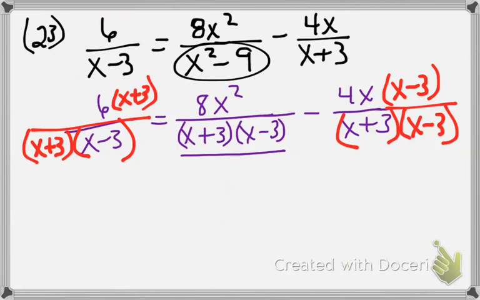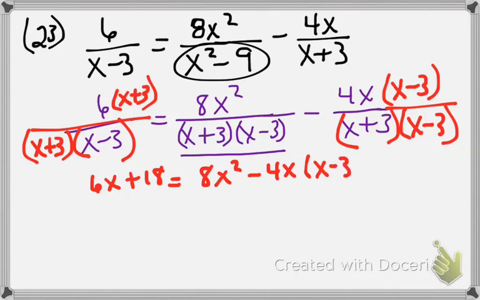So now I have 6x plus 18 equals 8x squared minus 4x times x minus 3. And I have totally dropped the denominator. The nice thing about an equation, which means you have the equal sign, is that once you have a common denominator, you actually can drop the denominator. So now the only thing we're having to do is just solve this problem. And it's not quite so simple and straightforward because we do have an x squared term, but other than that, we can do this okay.